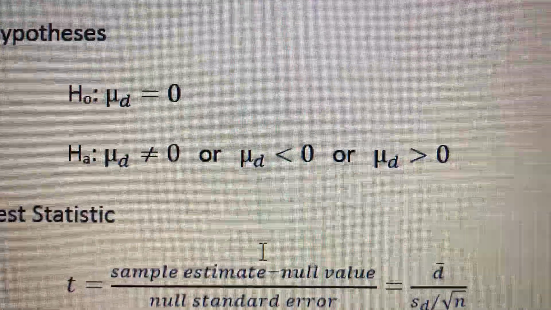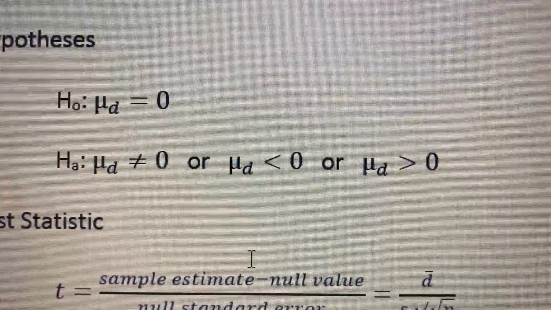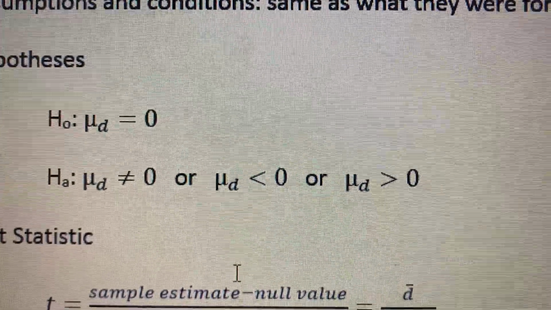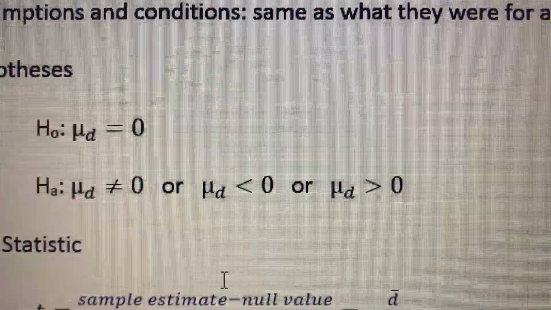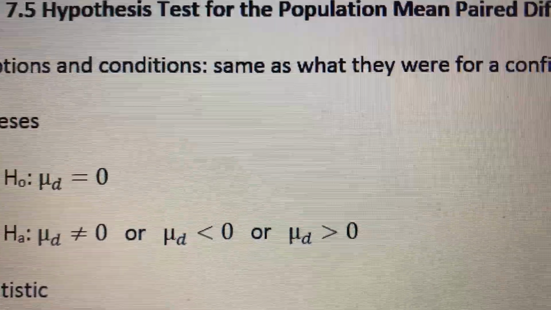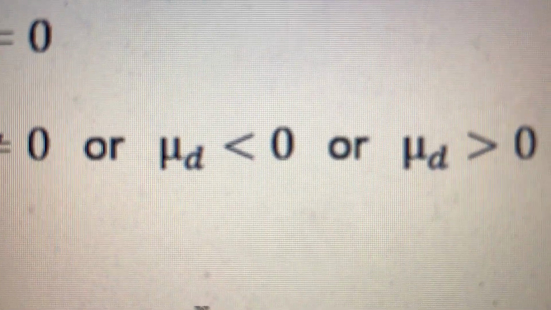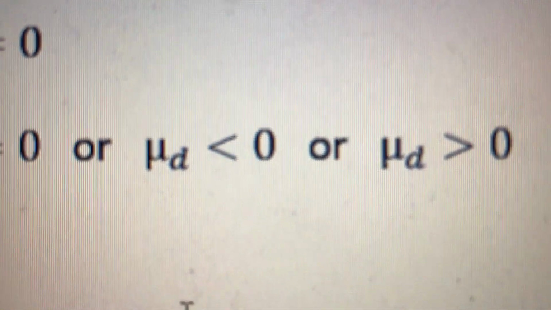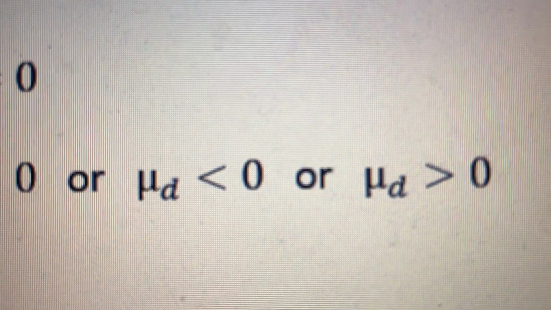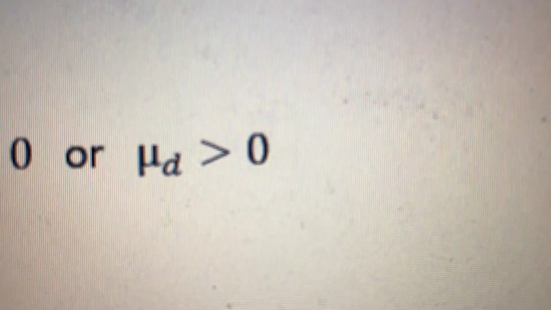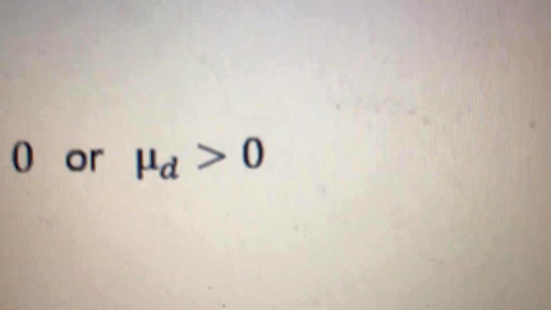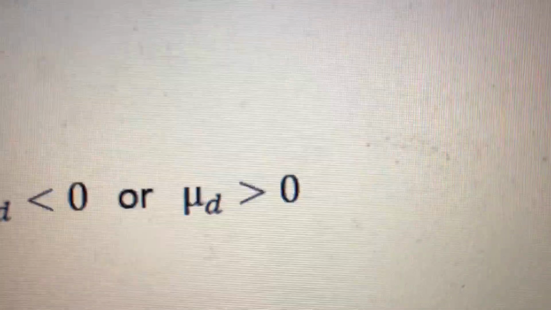Our alternative hypothesis will be one of these three, depending on the question being asked. Either mu sub d is not equal to 0, mu sub d is less than 0, or mu sub d is greater than 0. And the usual caveat: if your alternative hypothesis is mu sub d is less than 0, you may use mu sub d is greater than or equal to 0 for your null hypothesis. If your alternative hypothesis is mu sub d is greater than 0, you may use mu sub d is less than or equal to 0 for your null hypothesis.